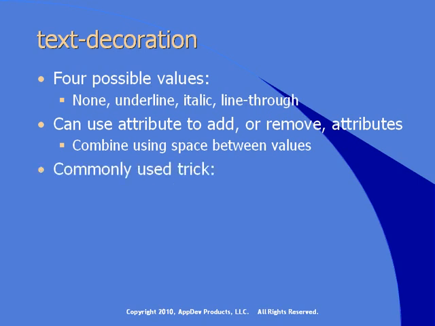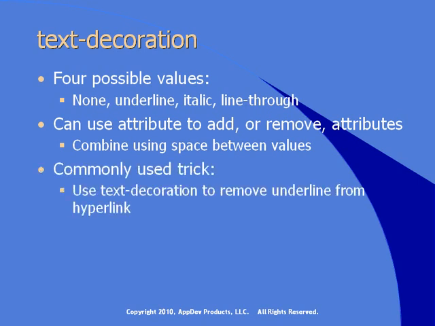Here's a commonly used trick. You can use the text decoration to remove the underline from a hyperlink. That is, if you want your hyperlinks to appear without an underline, just set the text decoration attribute to none, and you'll see no underline on your hyperlinks. Now that we've discussed all of these text-based styles, let's look at examples of each of them.